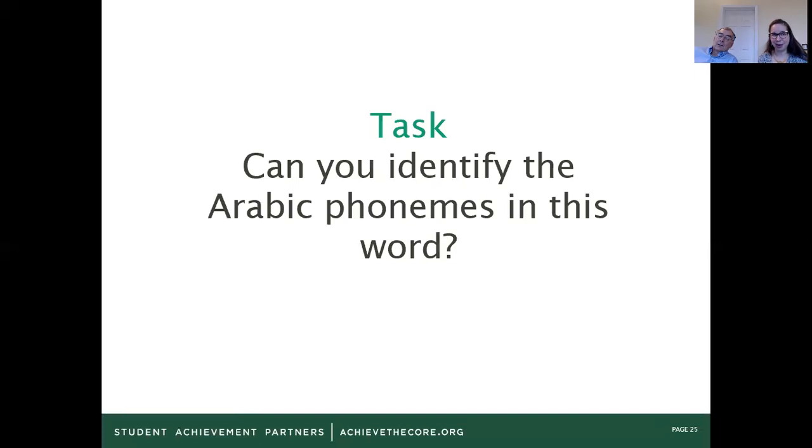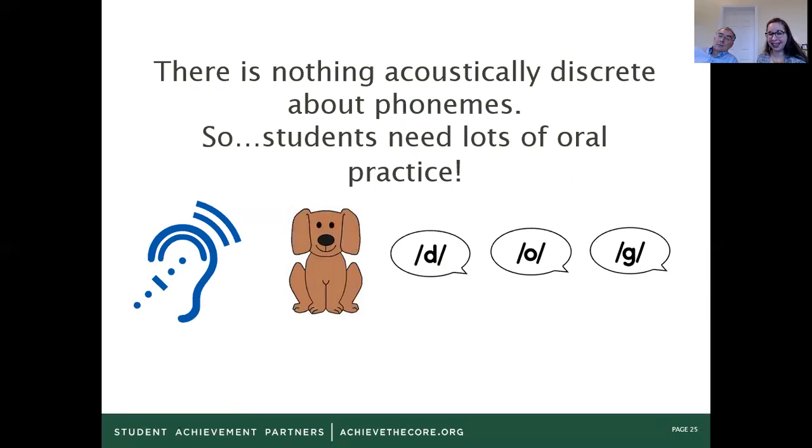So it played twice. You can pause and rewind and play again if you need to hear one more time. But most likely you had a hard time with that. And that's because most of you probably don't actually know what the Arabic phonemes are, and there's nothing acoustically discrete about them. Being able to identify those individual sounds in a word that you don't know is really challenging even for adults. So for kindergartners, students need a lot of oral practice. They need to be able to listen, and they need to be able to say the sounds of words and to learn to think that way.